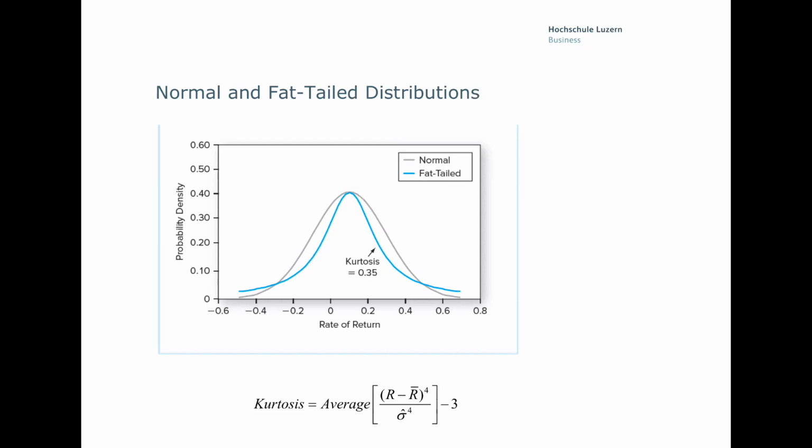Although symmetry is still preserved, the standard deviation will underestimate the likelihood of extreme events, large losses as well as large gains. Looking at the formula, kurtosis measures the degree of fat tails. We use deviations from the average raised to the fourth power scaled by the fourth power of the standard deviation. We subtract 3 in the equation because the expected value of the ratio for a normal distribution is 3.